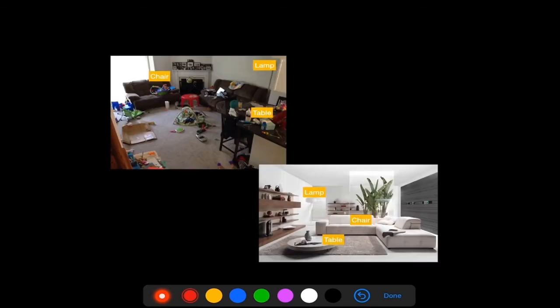So this is how you might advertise your apartment for rent or your house for sale here. You might have a picture of a room, and you might tell people that it's furnished. So you might say, well, you get a lamp and a chair and a table, and that's fine. Generally, you can see what's going on here.